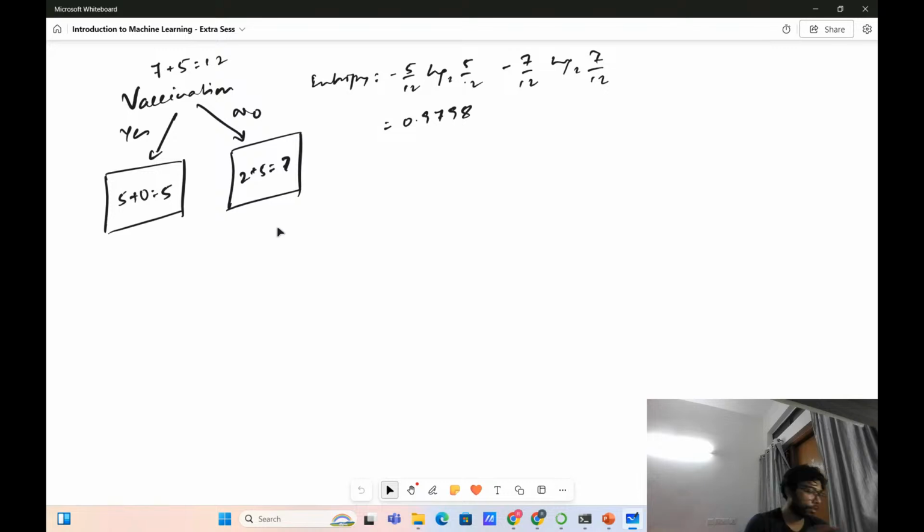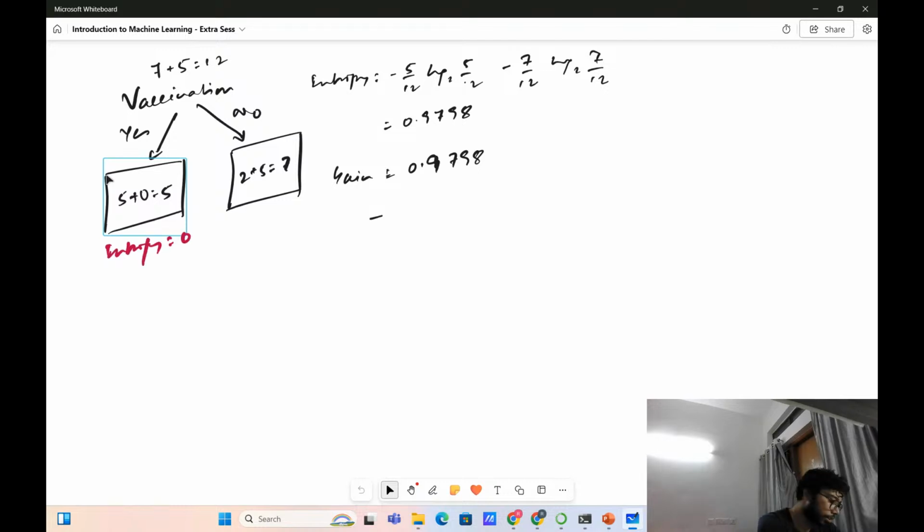So now, how do you calculate the information gain? Again, we'll just use the formula. So the initial 0.9798 minus, we have to first calculate the entropy of this node. As I was saying, if one node has all the samples in a single category, that will have entropy zero, right? So this node has all of them in a single category, so entropy equals zero.